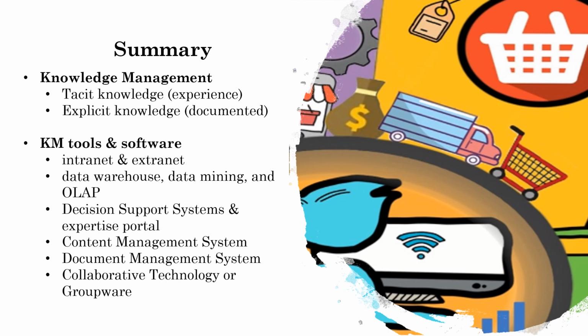To summarize our lecture for this week, we have knowledge management, which consists of tacit knowledge, or the experience of the individual, and explicit knowledge, which is documented. We also have KM tools and software, such as the intranet and extranet, the data warehouse, data mining, OLAP, decision support system, the expertise portal, the CMS or content management system, the document management system, and collaborative technology or groupware.